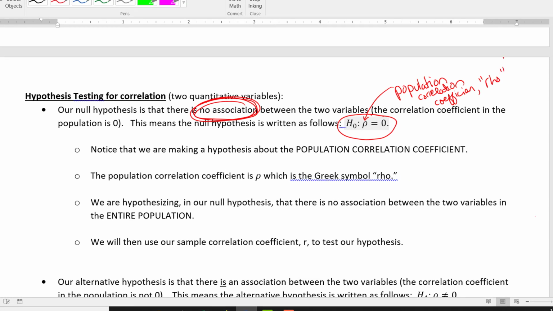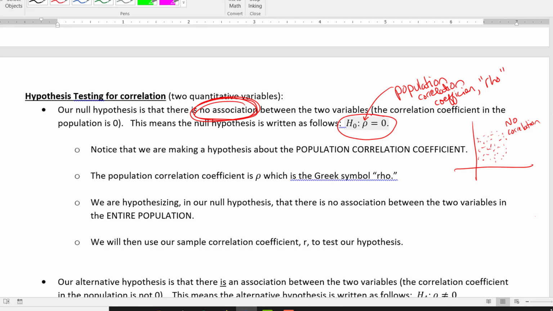Remember the way you say that is rho. Rho is equal to 0. So you are saying out in the world, if you had every single point between the explanatory and the response variable in the entire population, and then you plotted those points, it would look like a scattered mess. There would be no correlation at all. 0 correlation. The correlation coefficient for the entire population would be 0. We are hypothesizing about the entire population.